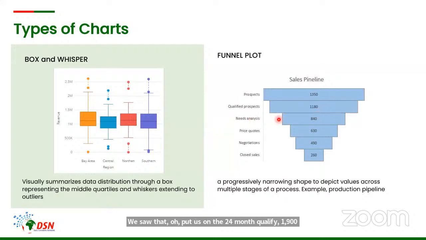Then we did needs analysis. Okay, now, how many people actually need this service that we want to provide from people that have submitted the form? Then we realized that some people don't even have time, some people don't even have enough resources to start, and then the number dropped to 840. Then we did price quotes and told them that you need to get this and this before you start. Because of those things, some people left again. So you see, we are doing a top to bottom kind of filtering of people until we're able to close sales with about 260 people. So it is a progressively narrowing shape to depict value across multiple stages of a process. And that is where we use a funnel plot.